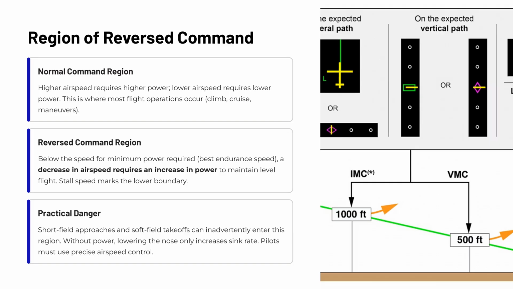Operating in the region of reversed command demands precise airspeed control and a thorough understanding of power management. Recognizing when you are on the backside of the power curve and knowing how to respond is a critical element of safe flight, particularly during low and slow operations near the ground.